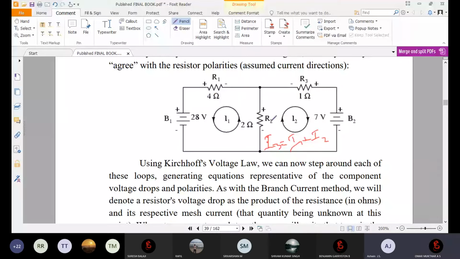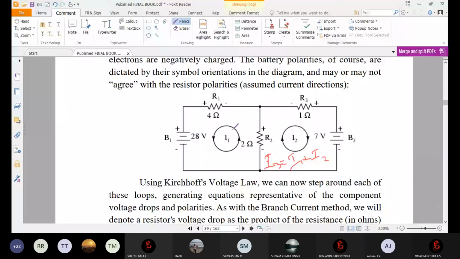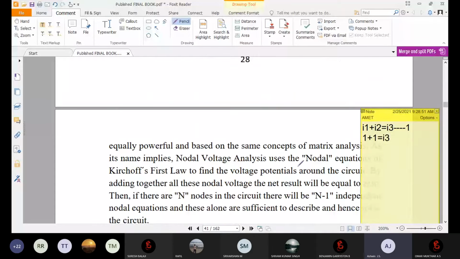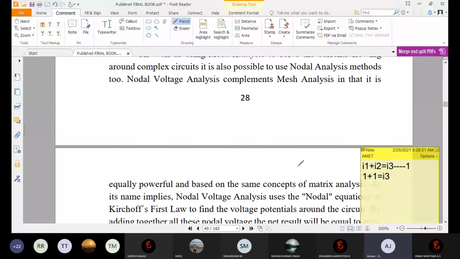So the current also depends upon R2, the resistor. So we cannot directly write 1 plus 1 is equal to I3. So I1 is not the one. Okay, so let me show.